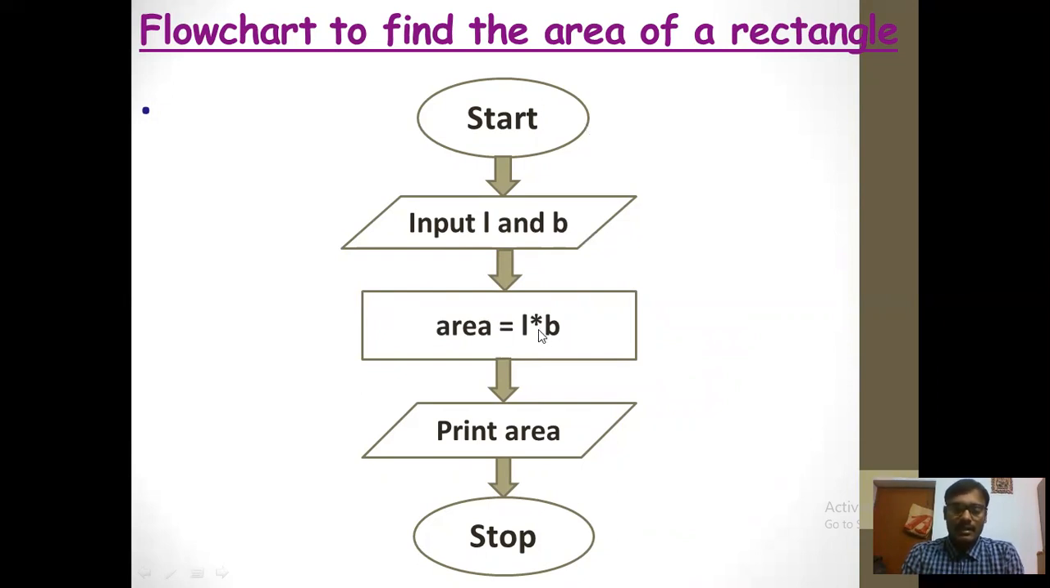This asterisk sign is known as the multiplication sign in your computer language. So this is the process symbol, which is rectangular in shape. Area equals L into B. Then you have to print the area and then stop.